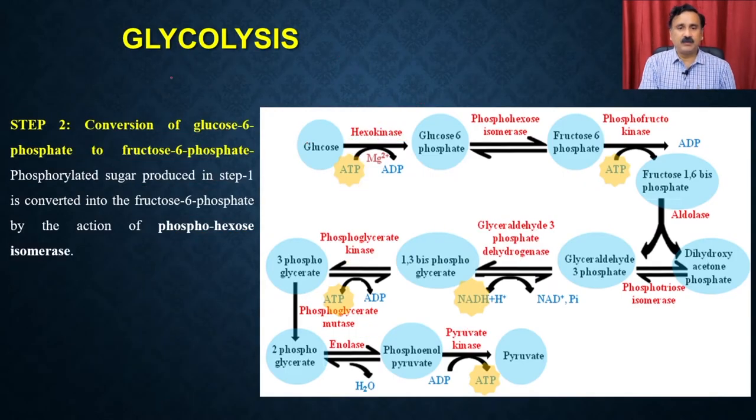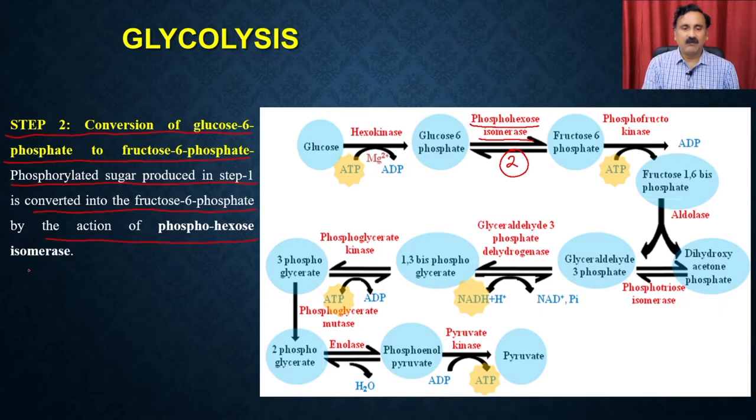Then in step 2, there will be a conversion of the glucose to the fructose 6-phosphate. So this is an isomerization reaction. In step 2, you are actually going to do the isomerization so that the glucose gets converted into the fructose 6-phosphate, and the enzyme it is going to use is the phosphofructoisomerase. So the phosphorylated sugar produced in step 1 is converted into the fructose 6-phosphate by the action of the phosphofructoisomerase.